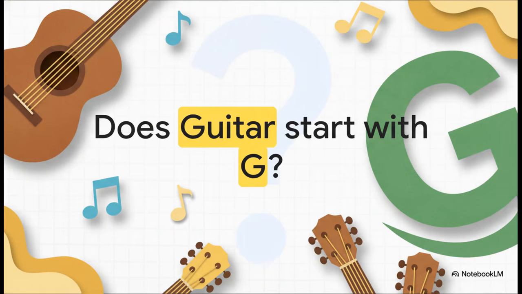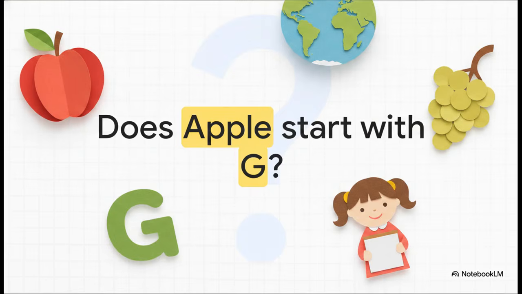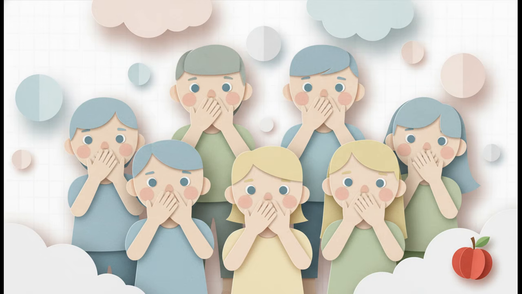Here comes the very first picture. Look closely. Does guitar start with G? Go! The whole class shouts because guitar definitely starts with that g-g-g sound. Now, let's see what happens with the next picture the teacher holds up for the class. Does apple start with G? And this is where the whole classroom stays super quiet. The students have to exercise impulse control and auditory discrimination. There's no throat-wiggling g-g-g sound in apple, so we hold our breath and stay absolutely silent.